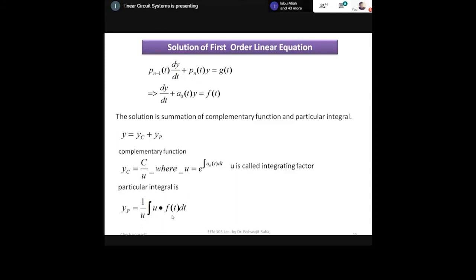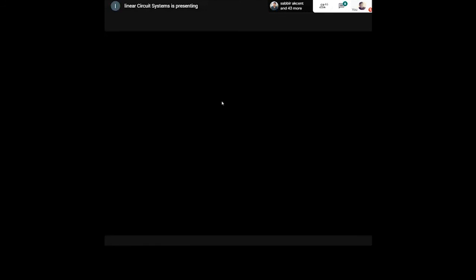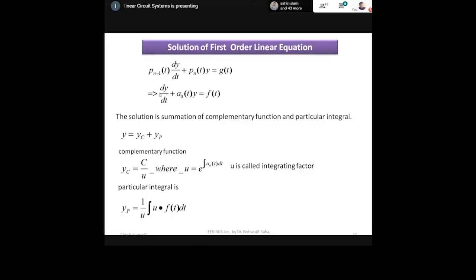Okay, so everybody should understand. Can you repeat the second line, please, one more time? Second line means the particular integral. No, sir, from the starting point. Oh, the second line: dy by dt plus a0 of t y equals f of t. The second line has been rearranged from the first line. In the first line it was written with the coefficient Pn minus 1 of t on dy by dt and Pn of t with the y.